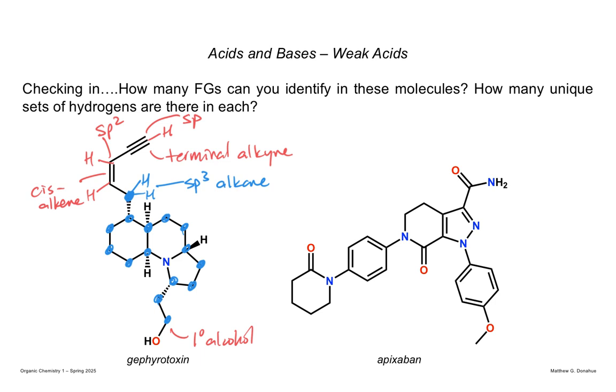You have a lot of CHs. So you have sp carbon H in the alkyne, sp2 carbon H in the alkene, then a whole lot of sp3 carbon H's in the alkanes, and then the OH. So if we were to grab a base, throw it in there with the gifrotoxin, what's going to get deprotonated? It turns out, regardless of what base you choose, the OH will get deprotonated first.